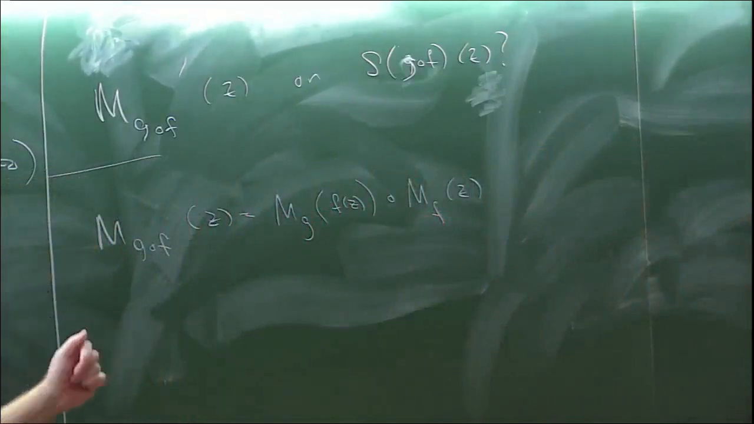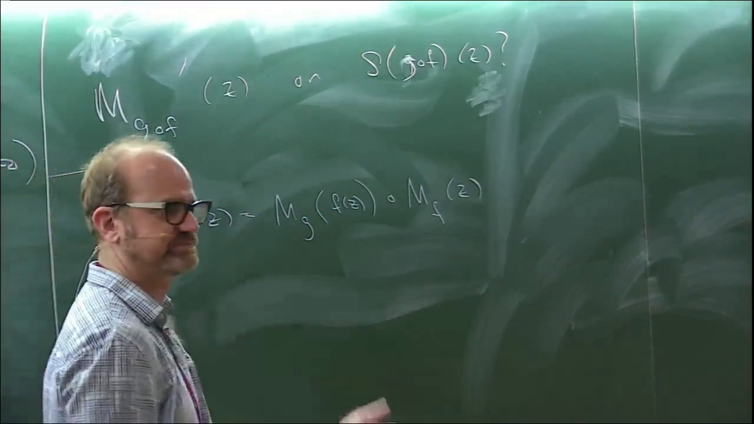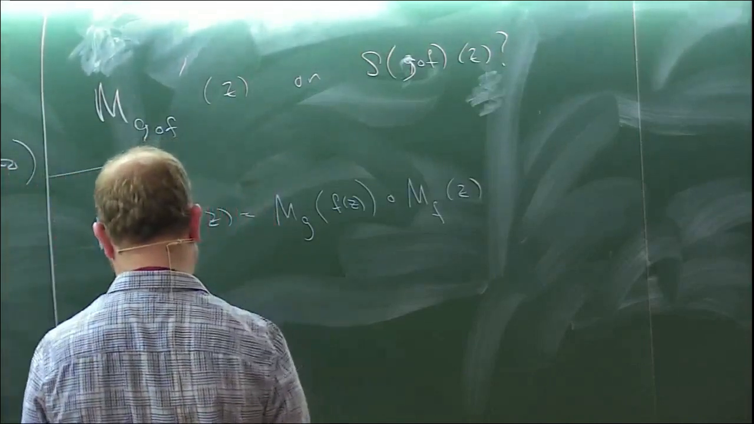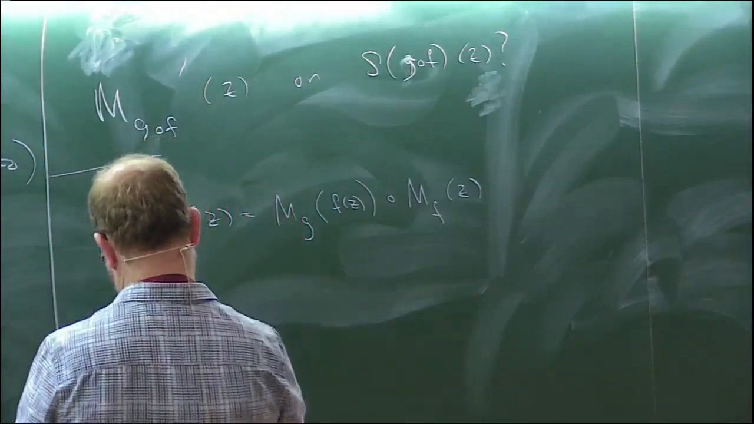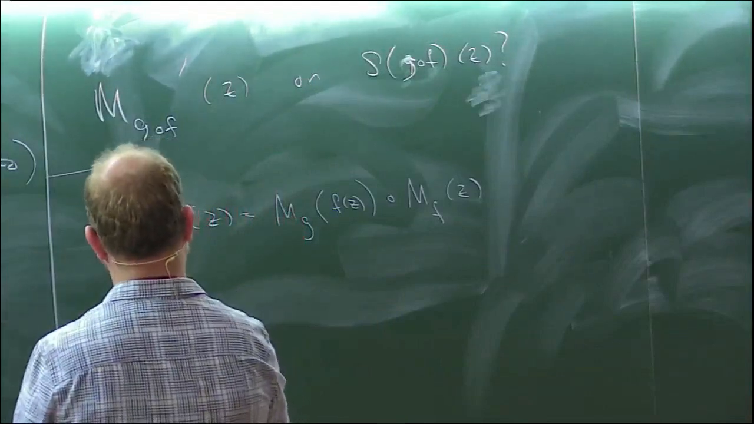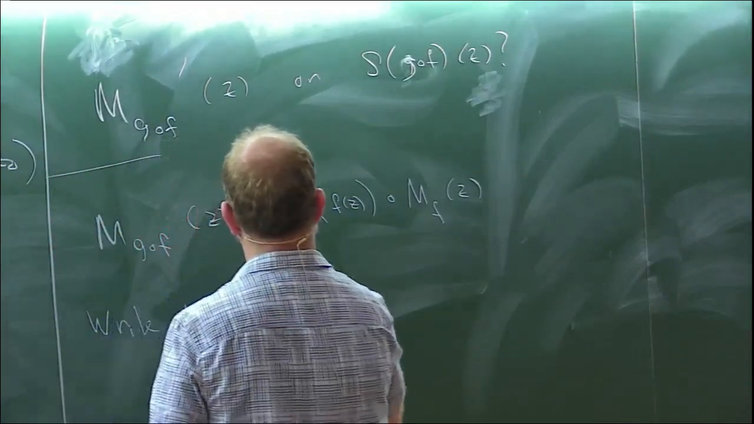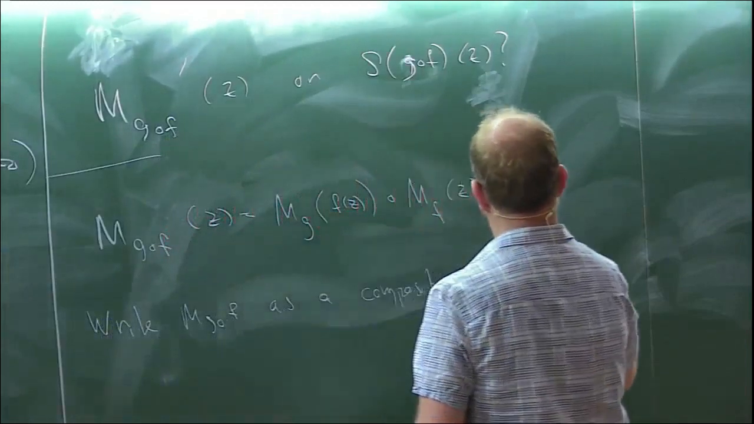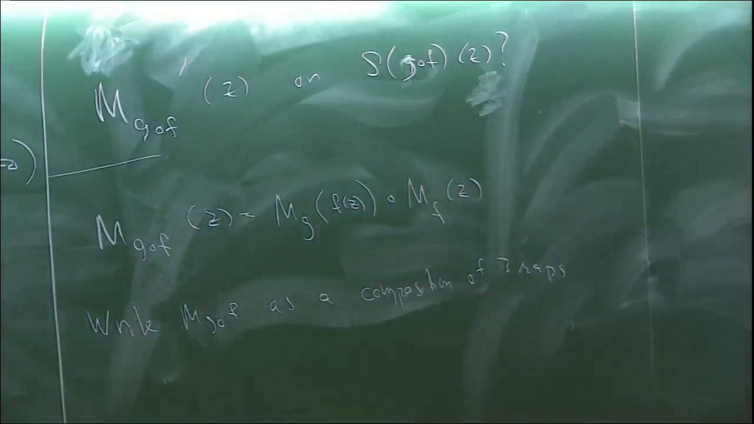Okay, so I want to differentiate this map. I want to think about this map as a composition. I just want to apply the chain rule. So how can I think of this map? It's a map from Z to PSL2C, but I can really factor it through a few different maps. I think 3 maps here. So we want to write M_{G∘F} as a composition of 3 maps. And each individual map we'll be able to take the derivative of, and then we'll apply the chain rule.